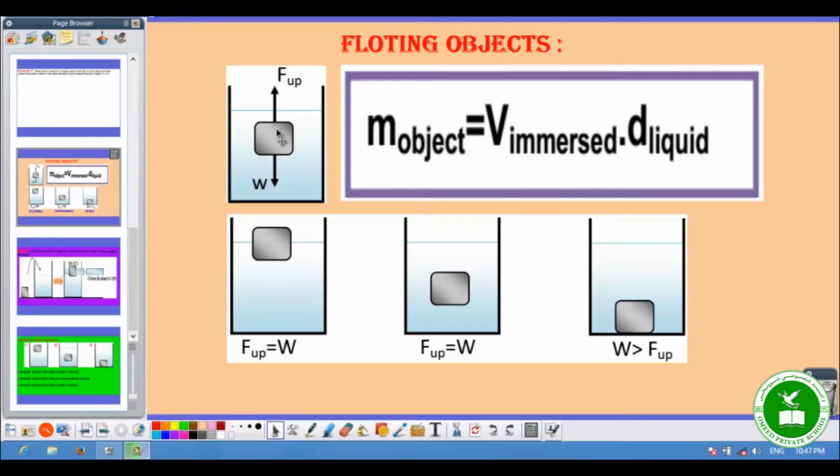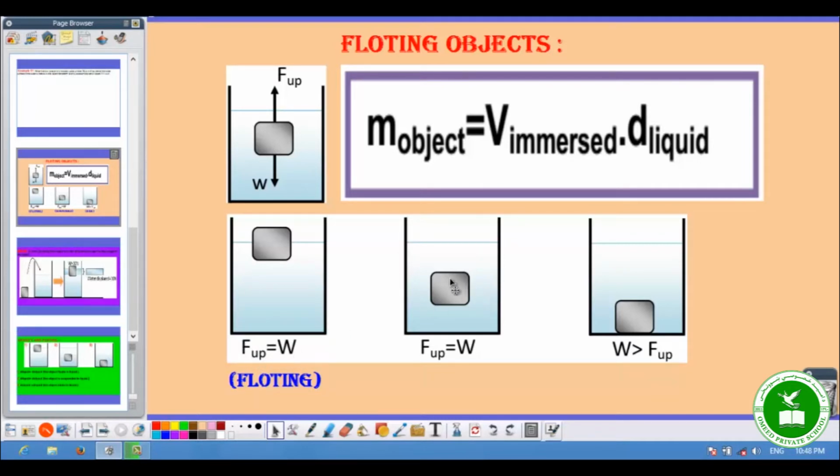If we throw one object inside the liquid, the liquid applies a force, and that force is known as upthrust force. The weight of the object is downward and the upthrust force is upward, and they try to balance each other. If they balance each other and are equal, then the object will float. Float means some part of the object will be above the surface of the liquid. So this is a floating object. Here upthrust force is equal to weight.